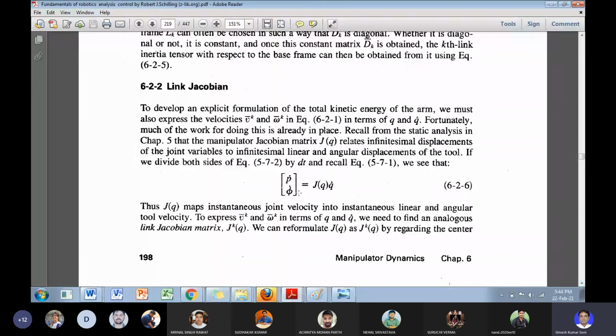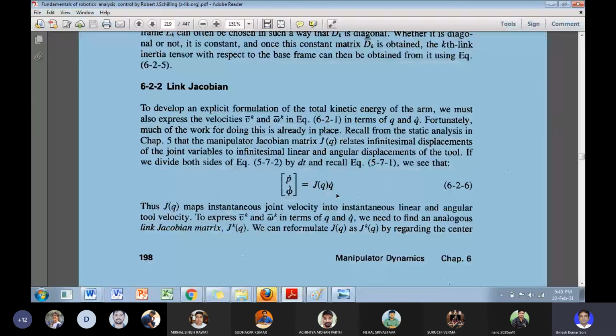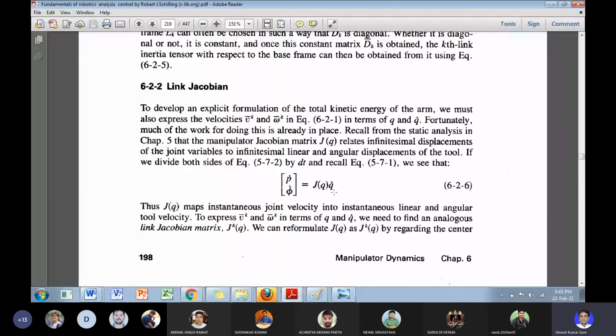Any link can be derived in terms of joint positions and joint velocities. Here this term is the joint velocity, and this is the Jacobian of the joint variables. The joint variable Jacobian is a matrix which has been defined in the previous section, so I will also consider this Jacobian matrix in detail. This is the derivative of position and the derivative of the angle of the link. So totally this can be defined.